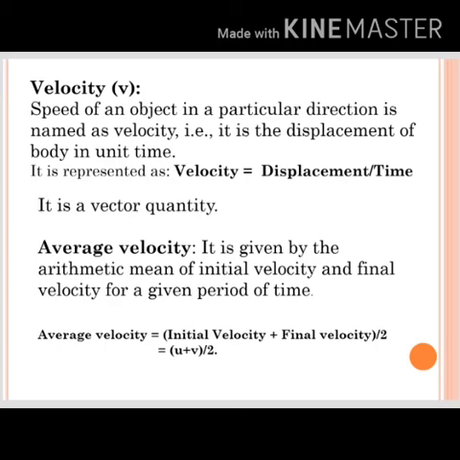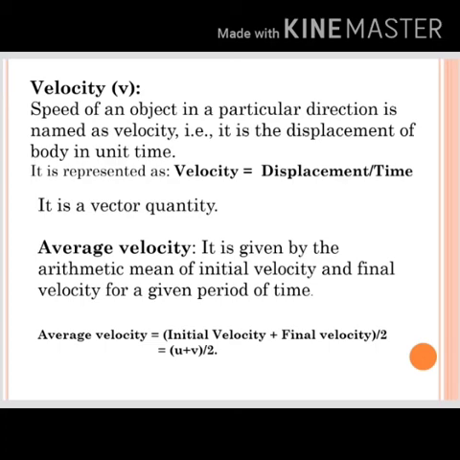Variable velocity. When a body travels unequal distance in equal interval of time, or its direction changes, or both change, its velocity is said to be variable velocity. For example, a bus turning at a junction has variable velocity.